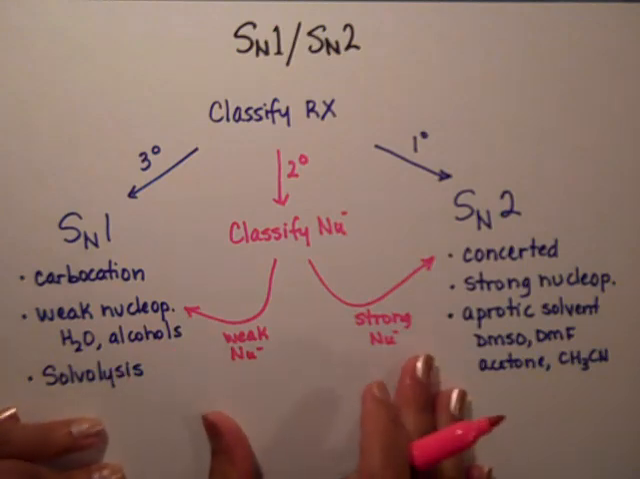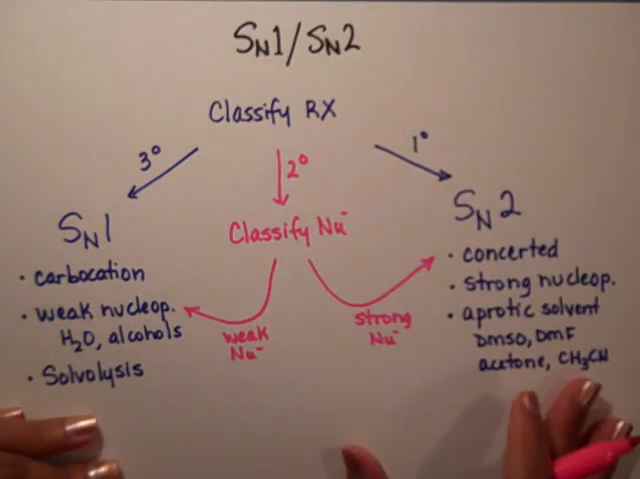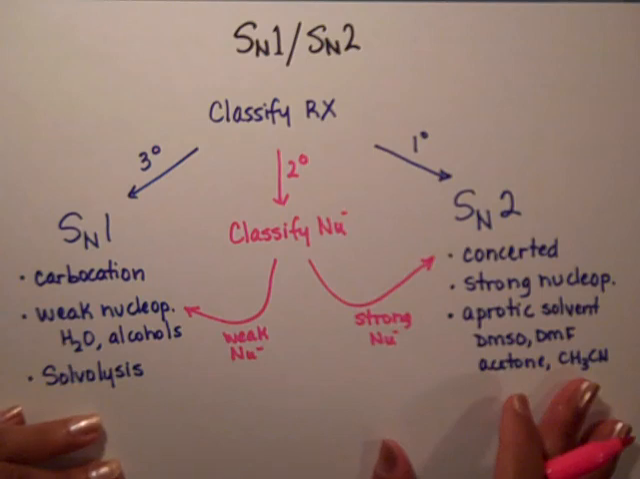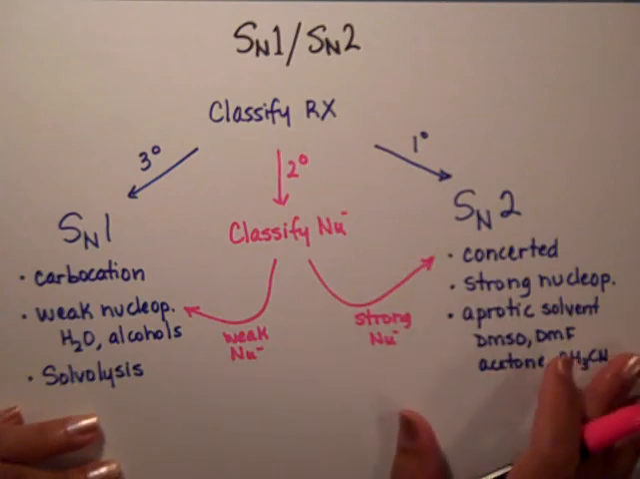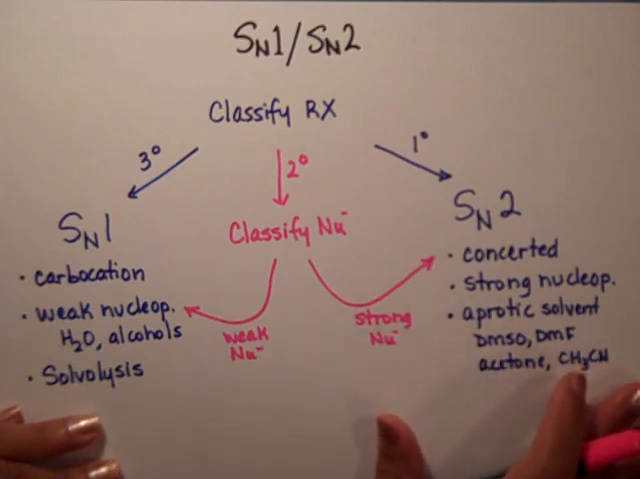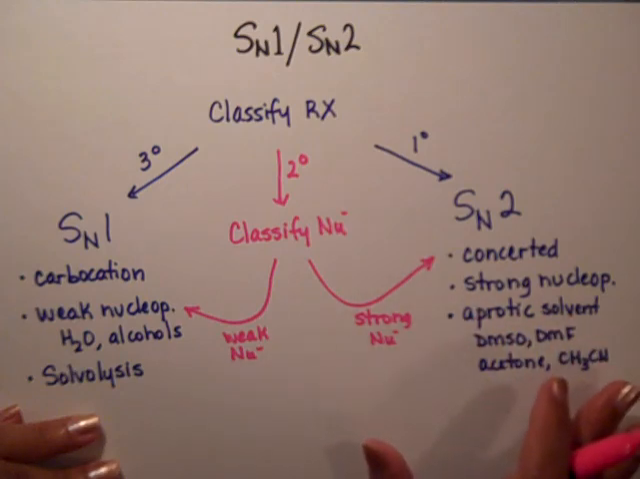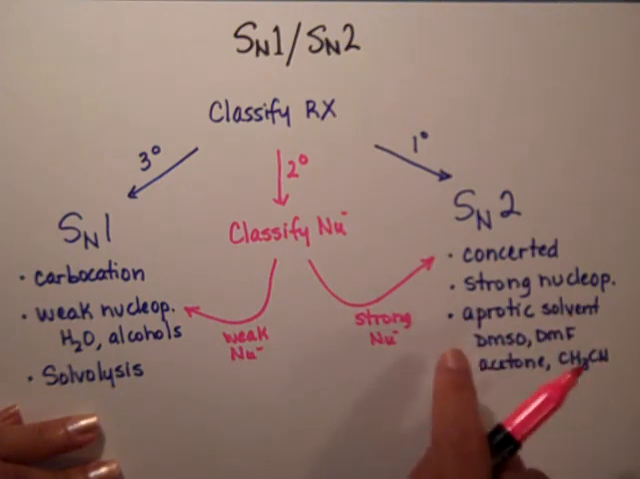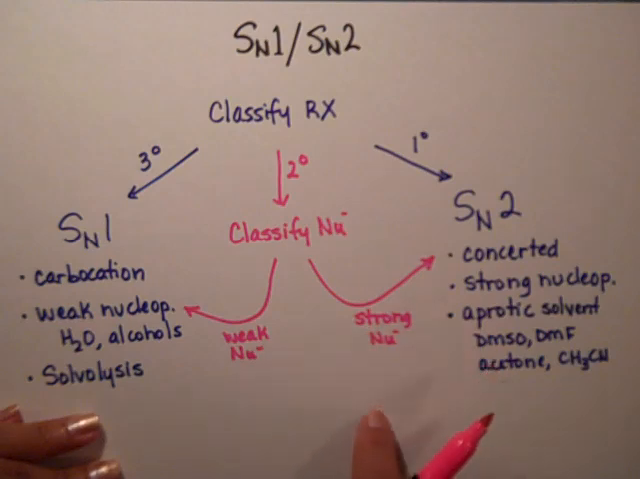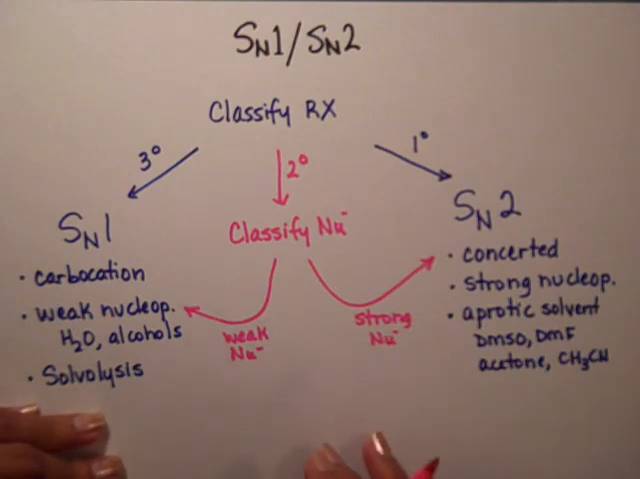Now this chart that I have here doesn't take into account the possibility of competing reactions, because we're going to do those in a separate flow chart. So if you actually have a strong base, which could also be a strong nucleophile, but strong base mainly, you're going to do an E2 mechanism, and that is another video, so go look for it.